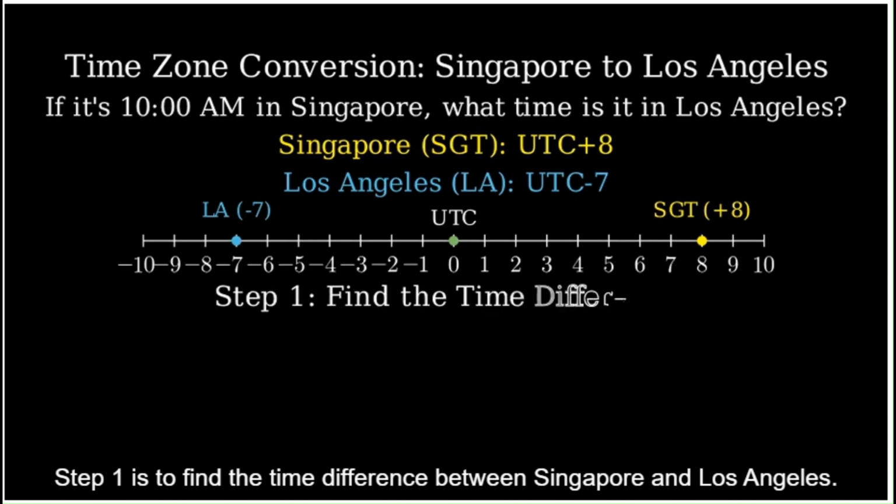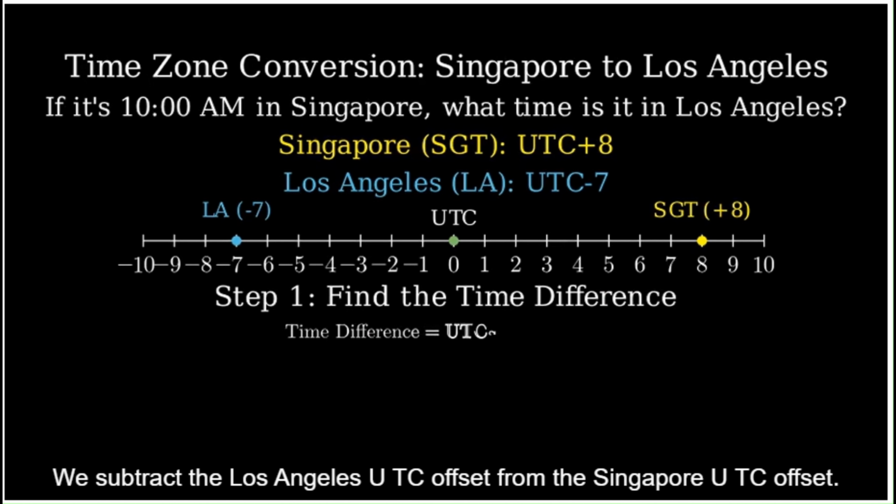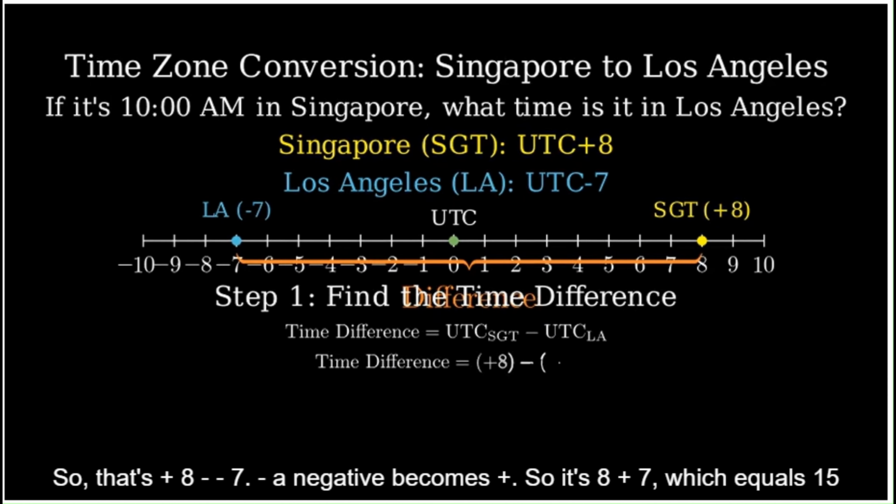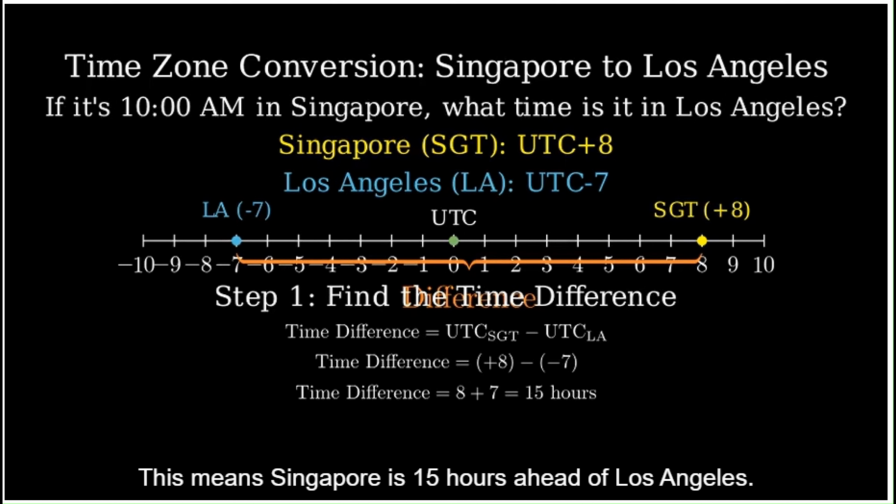Step 1 is to find the time difference between Singapore and Los Angeles. We subtract the Los Angeles UTC offset from the Singapore UTC offset. So that's plus 8 minus negative 7. Minus a negative becomes plus. So it's 8 plus 7, which equals 15 hours. This means Singapore is 15 hours ahead of Los Angeles.